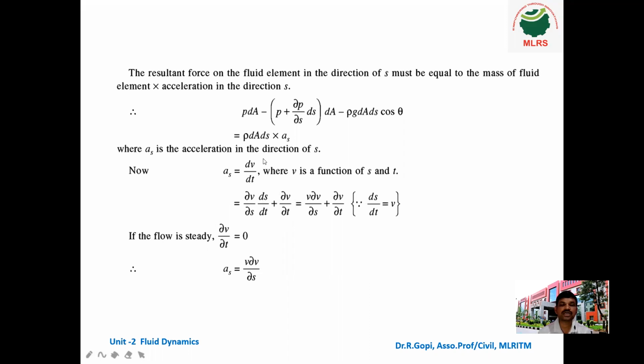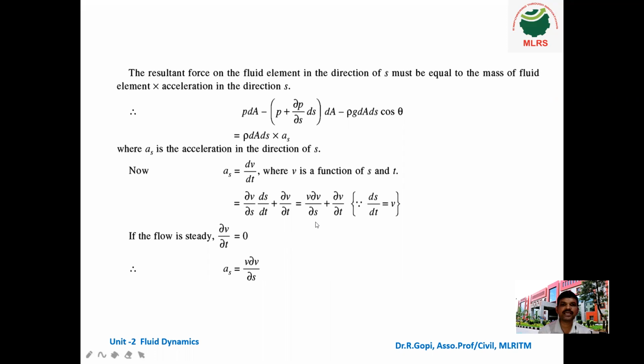This is the acceleration in the direction of s, which is equal to v into dv/ds. How will this v come? See, v is nothing but distance divided by time. Like kilometers per hour on your bike or car, we are traveling some distance, so how much time it will take, that is the velocity. So distance divided by time is nothing but velocity. So here you can see ds/dt is there, so v.